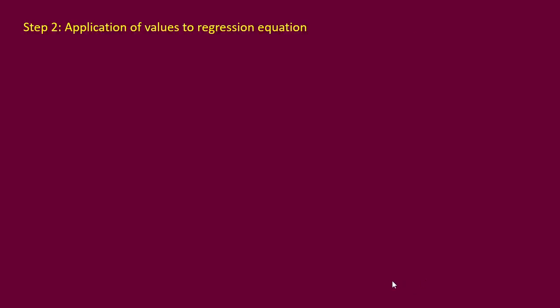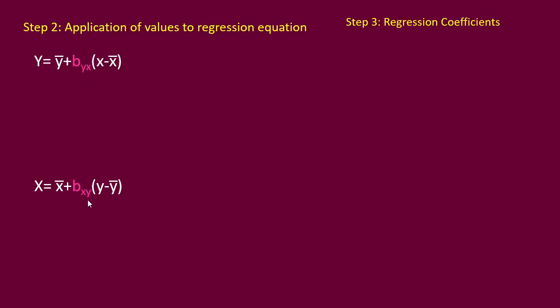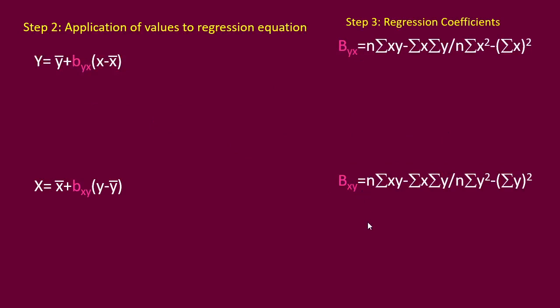So now let me apply the values to formula. So we know the equation y equals y bar plus byx into x minus x bar, and x equals x bar plus bxy into y minus y bar. So of course, in order to apply the values to these formulas, the first thing we need to apply the values to is byx and bxy, that is regression coefficient. So let me apply the values to these byx and bxy formulas first.